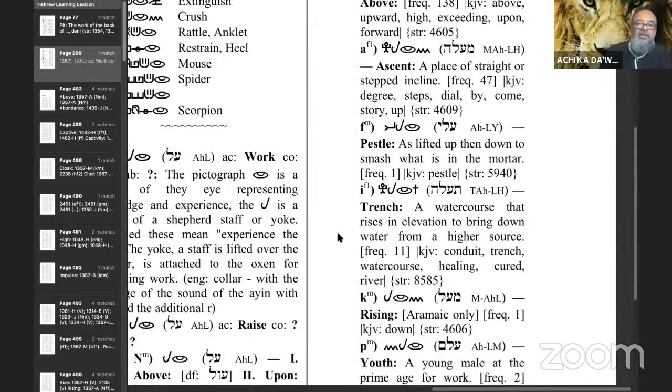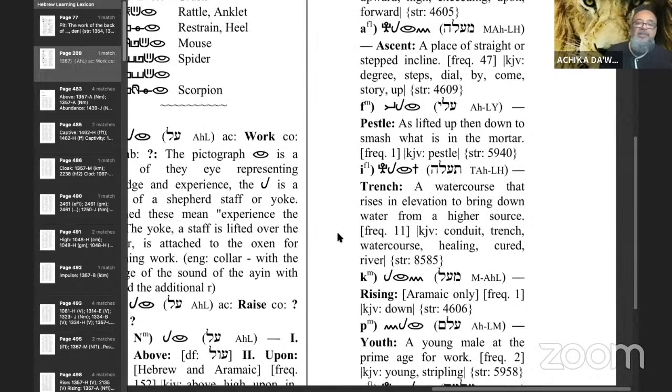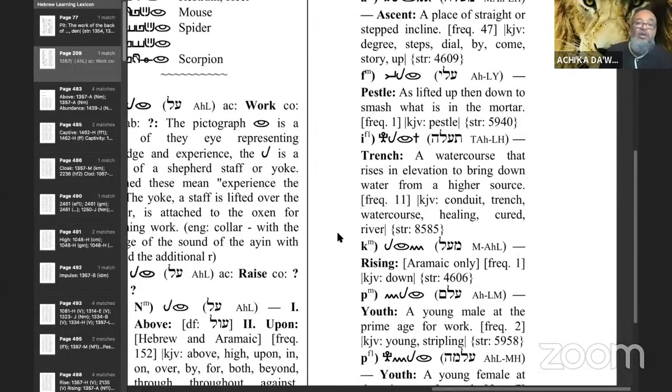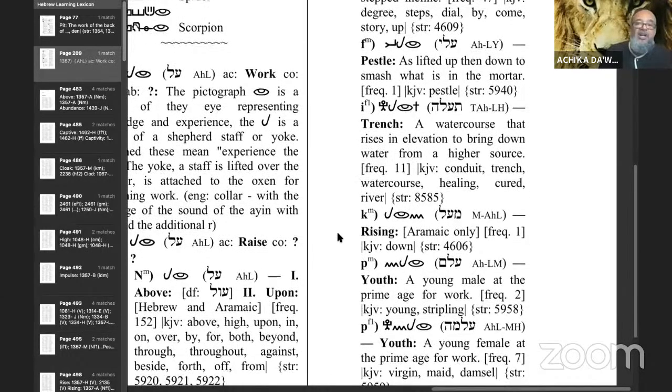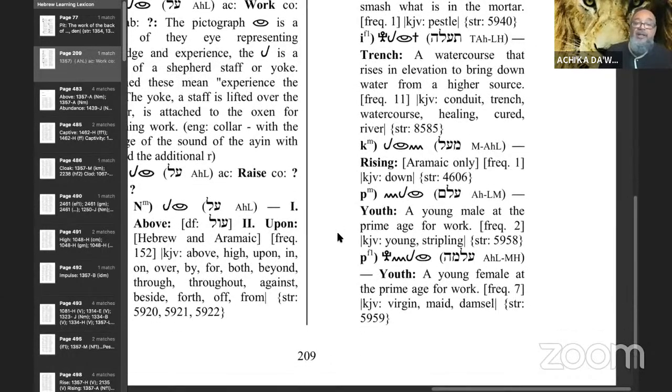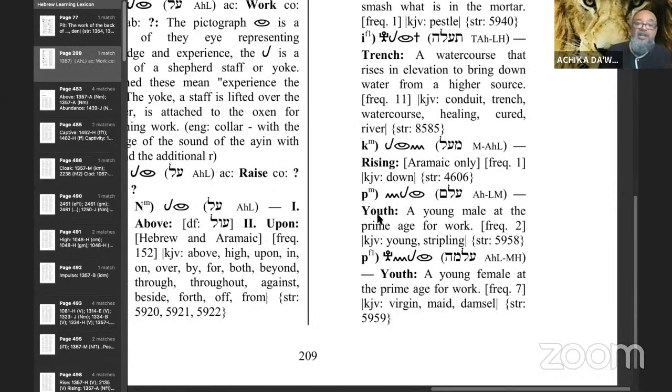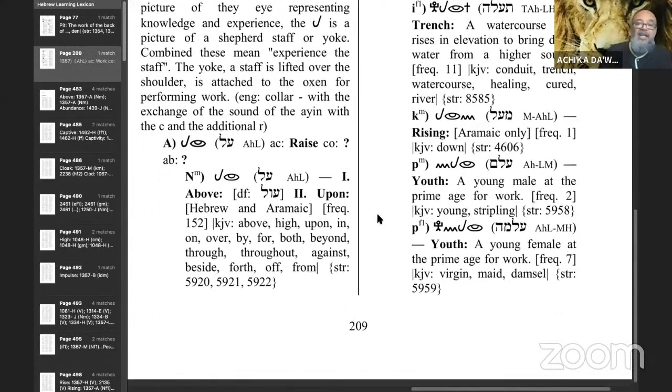A pestle, that's lifted up and down. A trench, a water course where the water rises in elevation. A rising, a youth, an elem is a young male. And an alma is a young female. So you got that, okay? And they're ready to do what? A young man and a young woman, an alma is ready. And alma was something that Rivka was called. She was called an alma, okay?